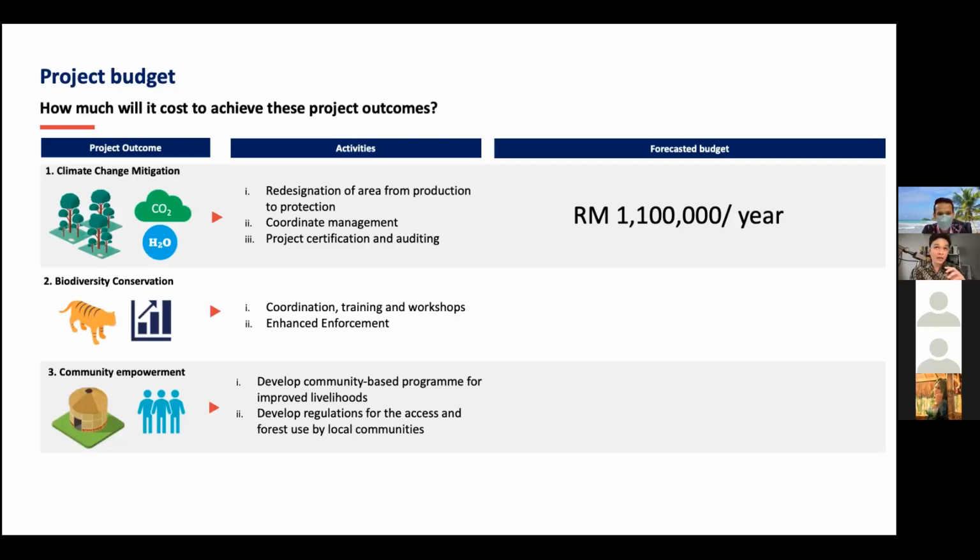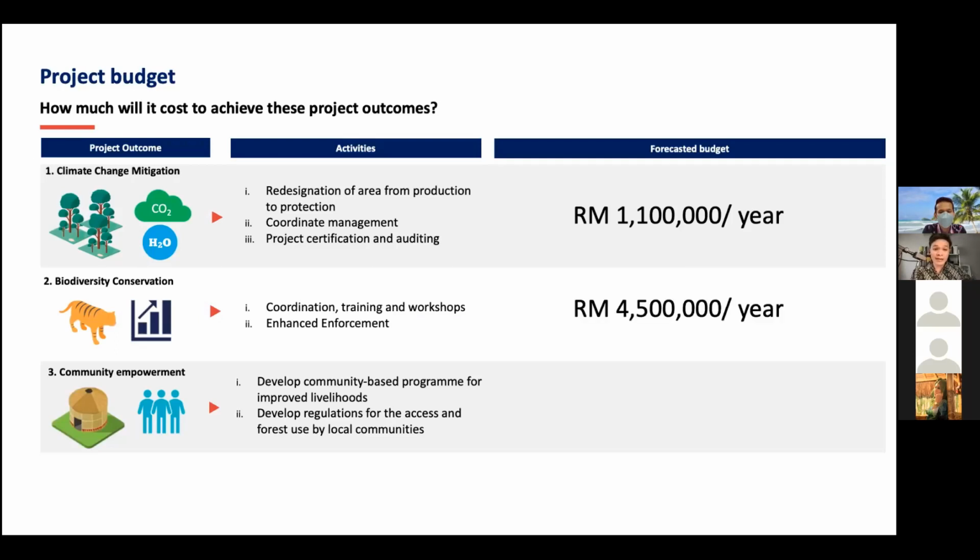We classify the area. We want to coordinate management and protection. We need to do the monitoring and measurement of biomass, protocol pemantauan, project certification and auditing as well. All this costs money. So we estimated 1.1 million per year.